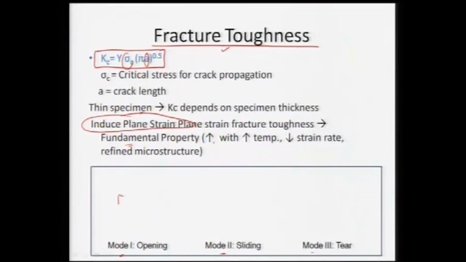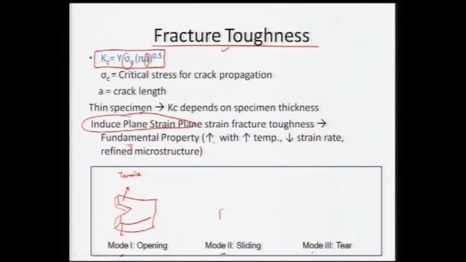So we can take a sample with certain thickness, so we can have only the opening mode. So mode 1 is also called tensile mode or the opening mode. So we can see that it is just the tensile mode or opening mode. It can also be sliding mode.